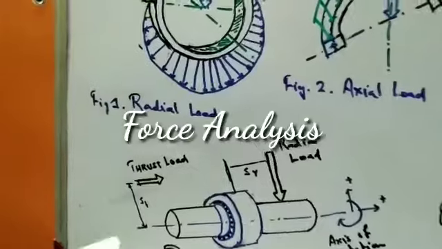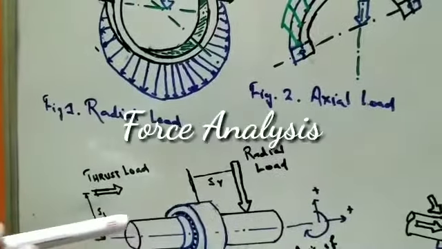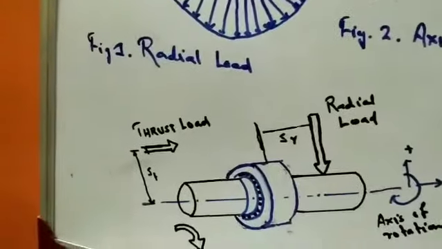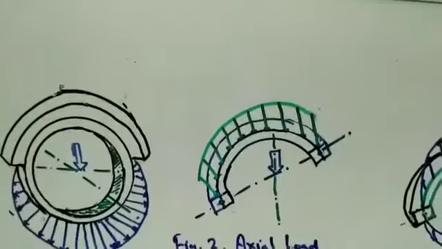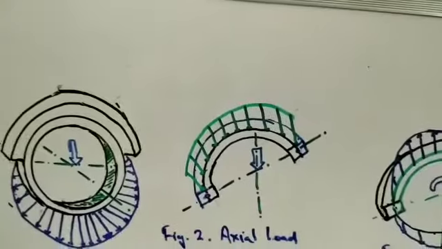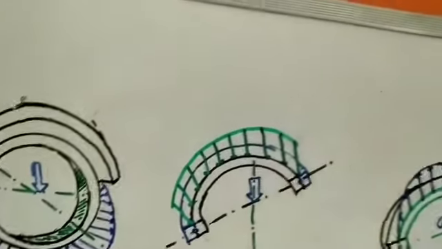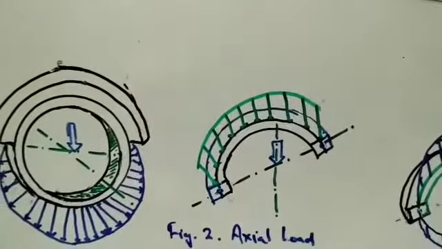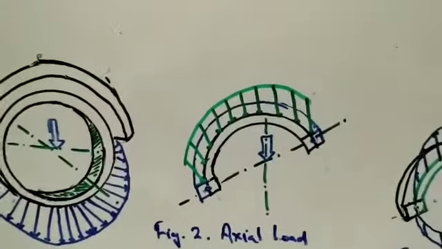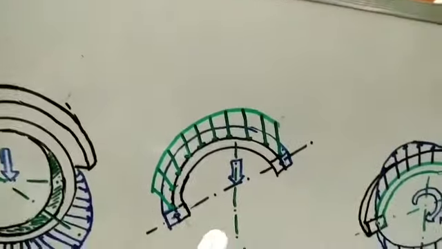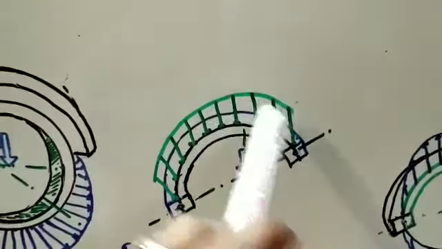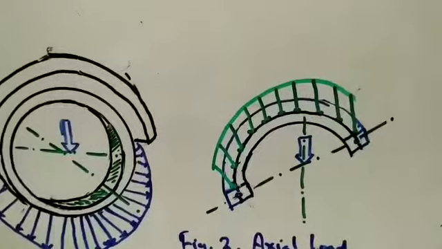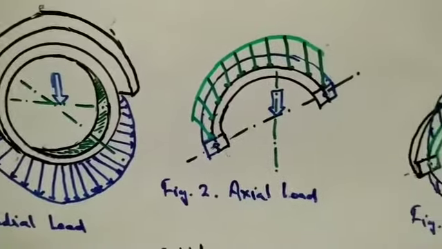Now the second one is the axial thrust. This is the thrust coming on the bearing from this side, and it is represented by this. So this is the axial thrust. Basically, an upper half of the bearing housing is there, over which lie the balls, and from there it is getting a force in the axial direction, which you see in the axial bearings.